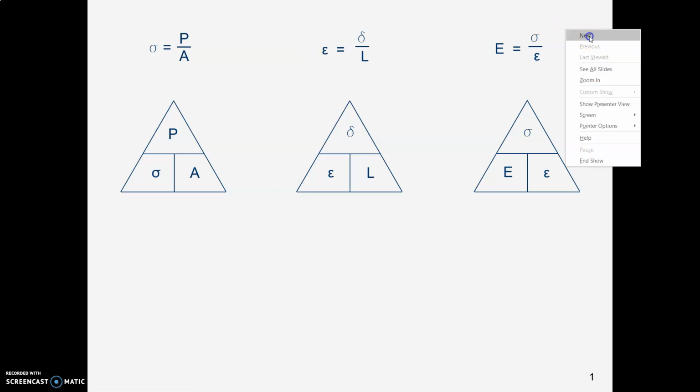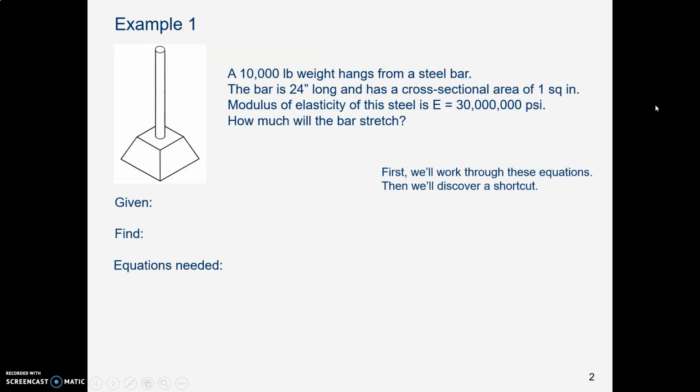So let's see about that. Here's an example. We have a 10,000 pound weight, and it's hanging from this 24-inch bar. It's got an area of 1 square inch. Whatever size it is, it's 1 square inch of area. And the modulus of elasticity of this steel is 30 million psi. Sometimes you see people round up to 30 million. Question is, how much will the bar stretch?